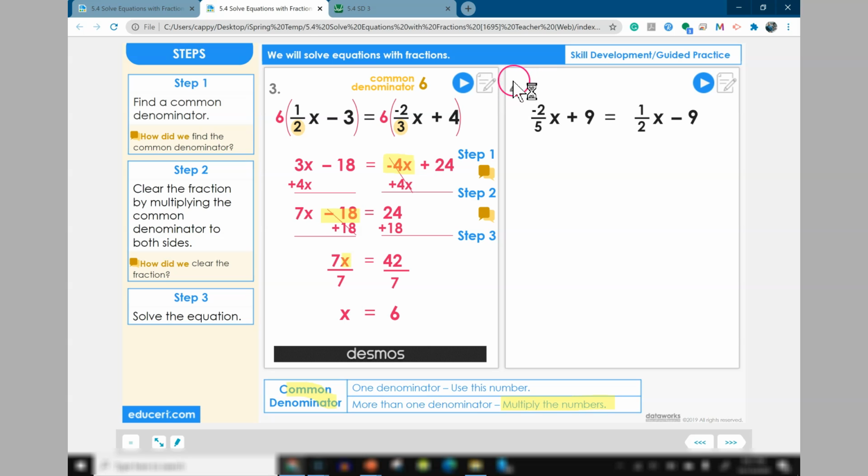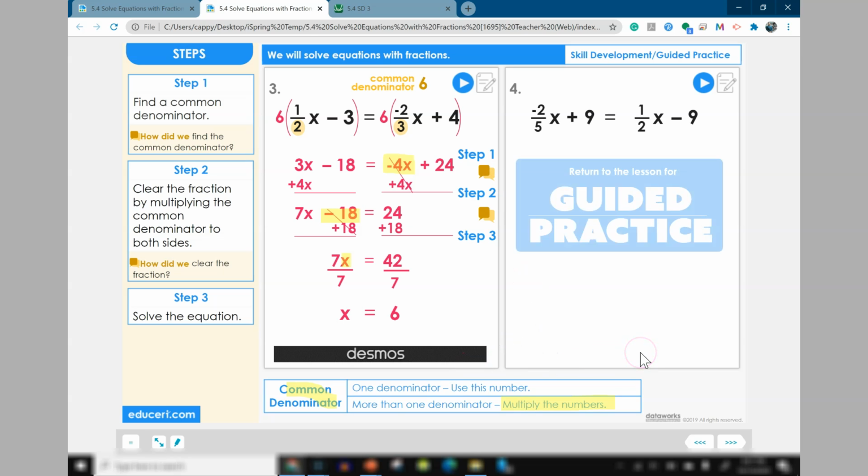You're now ready to solve equation number 4, clearing the fractions from the equation, and there will be a Desmos button to click on at the end of it so you can verify your answer.